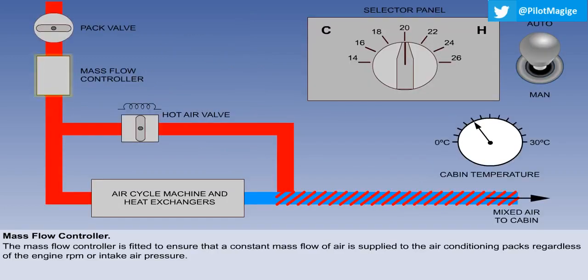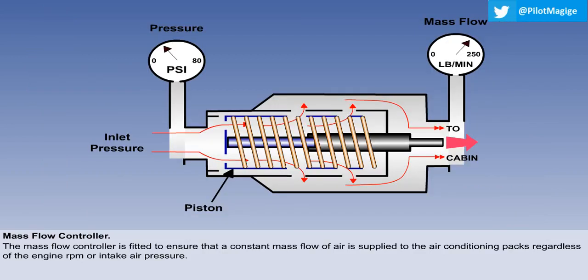In systems that use engine bleed air, the mass flow controller adjusts the airflow through itself, so that the required mass flow passes to the system irrespective of changes in the value of the pressure upstream and downstream of the unit. The simplified mass flow controller shown here consists of a piston with cutouts in its face and barrel, which moves inside a cylinder with matching cutouts in its barrel. When the inlet pressure is low, the spring will push the piston fully to the left, and the cutouts in the barrels will be fully aligned, allowing maximum airflow through the unit.